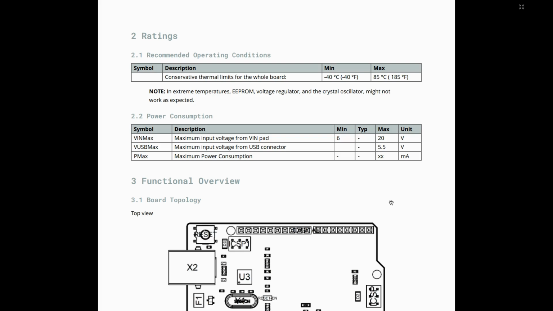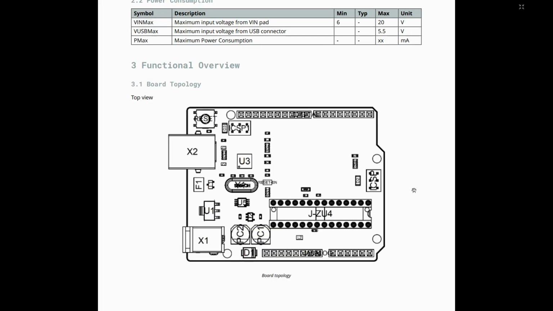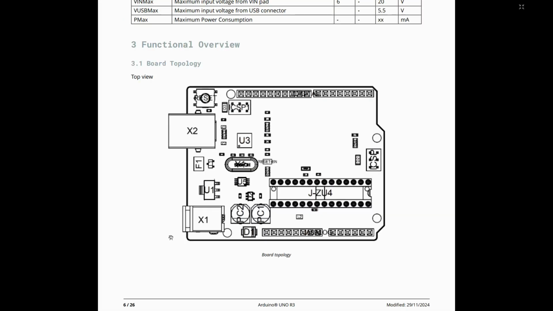Maximum power consumption is not defined over here because it depends on how much circuitry you have engaged with the board. Over here you can see the board topology, which states different designators, like this is the microcontroller designated U4, and over here it has U3, crystal Y1, U1, X1 connector and X2 connector. So let's look at what these connectors and parts are.